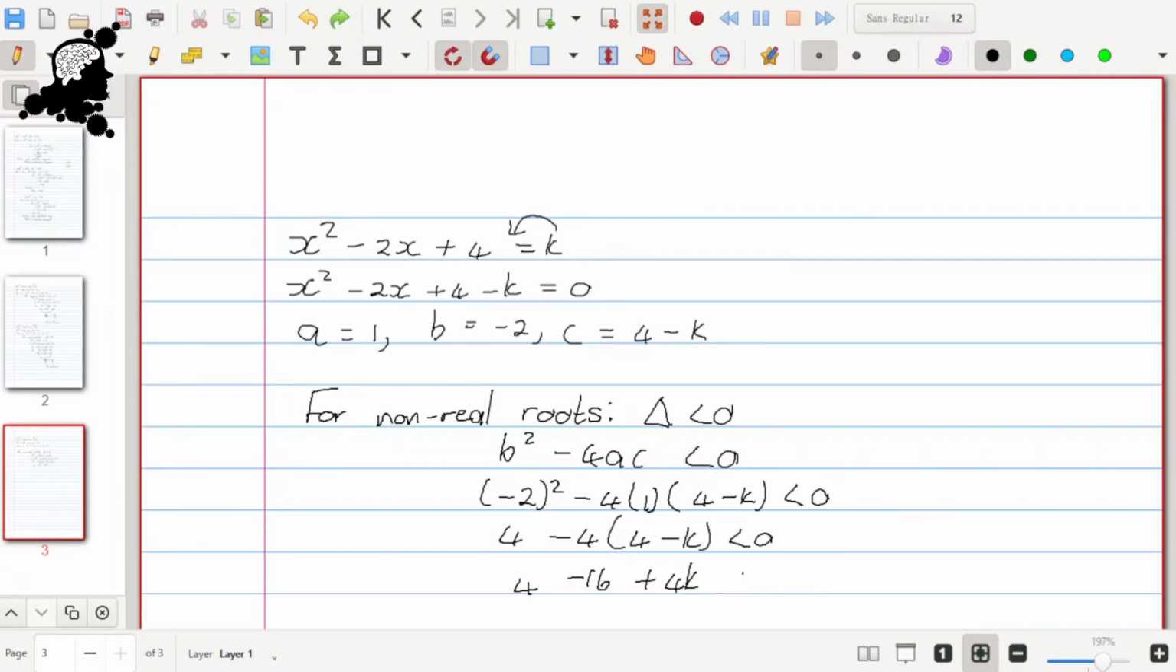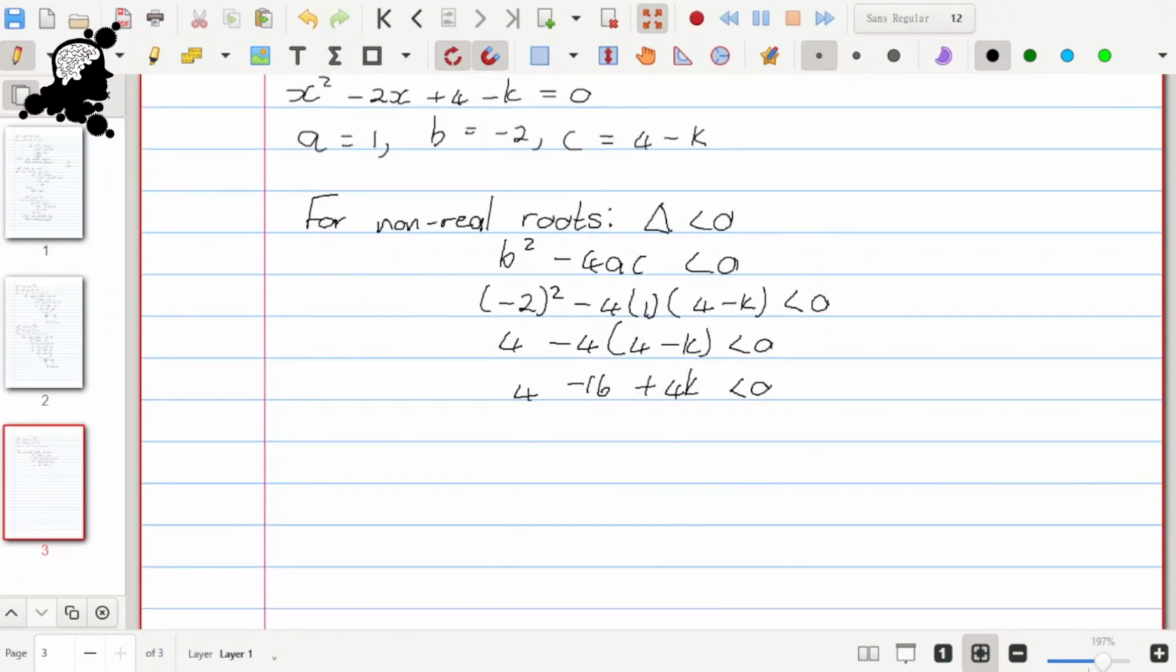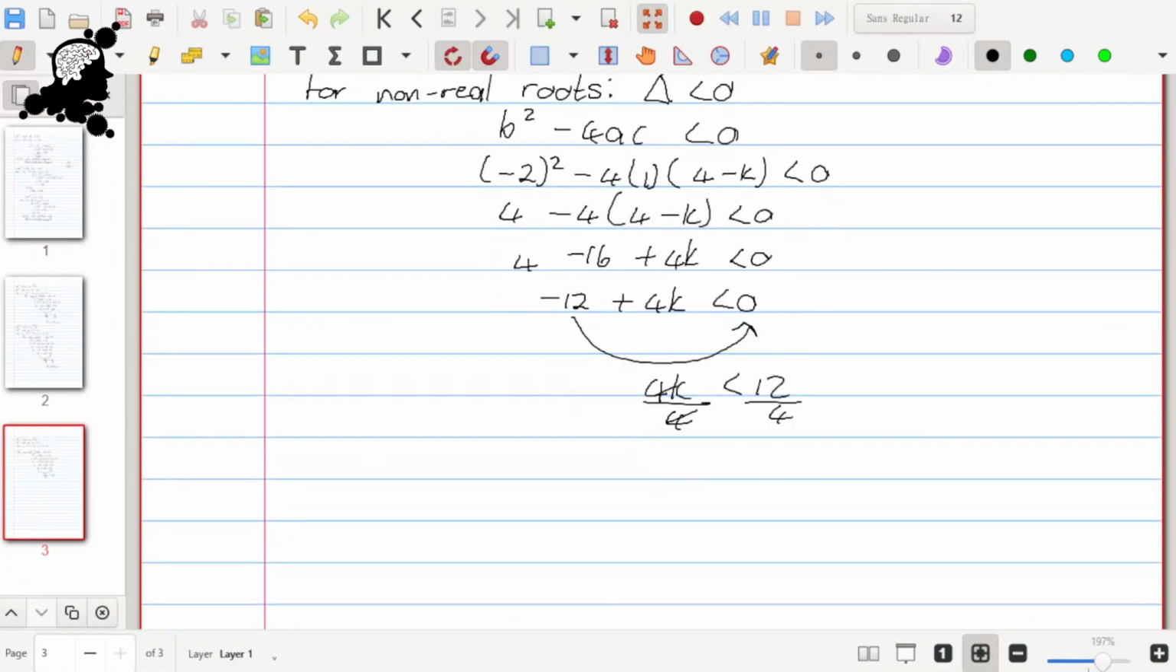This is a terrible less than sign. Right. So 4 minus 16, that's going to give us minus 12, plus 4k is less than 0. We could take the minus 12 to the other side. We're going to get 4k is less than 12. Divide this by 4, divide this by 4, not 2, but 4. This will cancel this. We are still going to get now that k is less than 3.